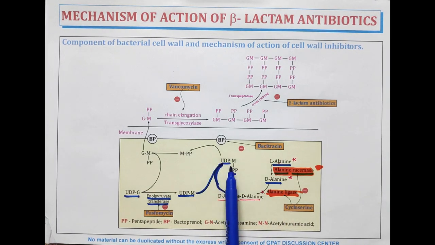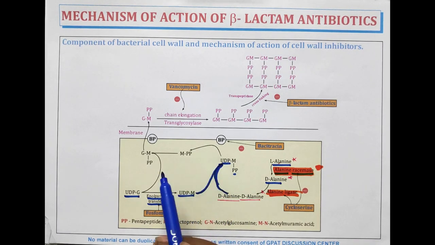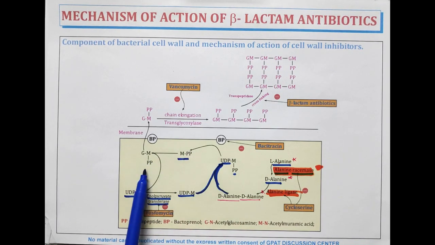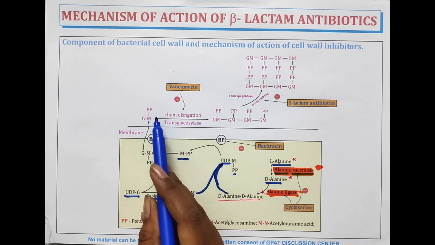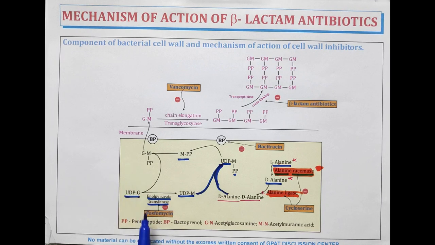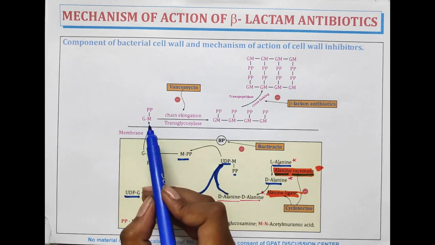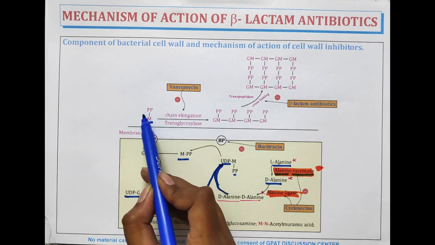That is uridine diphosphate muramic acid polypeptide complex. This is converted into MPP and further GMPP, that is glucosamine muramic acid polypeptide, and this further goes out of the cell membrane. BP stands for bactoprenol, which is a lipid present at the cell wall. So the UDP does not cross the membrane and is further recycled. This UDP is not able to cross this cell membrane, so it is again recycled. This is the mechanism of formation of the glucosamine muramic acid polypeptide chain.